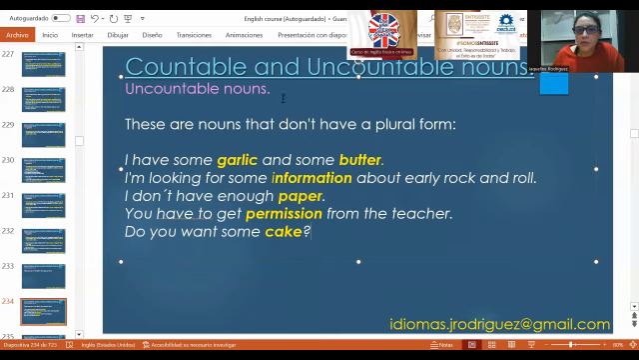Well, those are nouns that don't have a plural form. Not butters, not garlics, not informations, papers, well, in some occasions, permissions, not cakes. Okay? Well, here, when we're asking, ¿no? Cuando estamos preguntando. Do you want some cake? ¿Quieres algo de pastel? No, estamos invitándole a alguien. Okay, so, well, for example, here, I have some garlic.